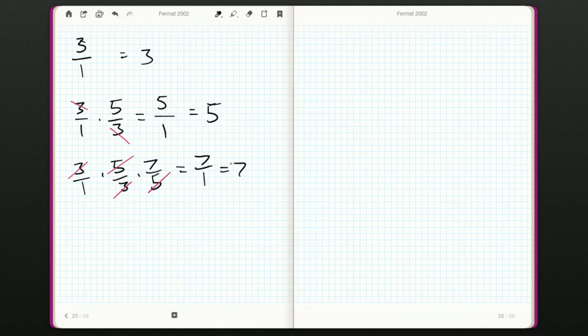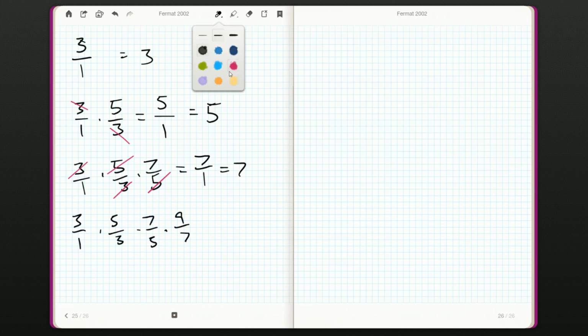Can you make a prediction as to what's going to happen next time? We're going to go all the way up to 9, multiplying by 9 over 7. But most of these numbers are never going to matter in our final calculation. It's going to be 9 over 1, which is 9. So if n is 1, we get 3.